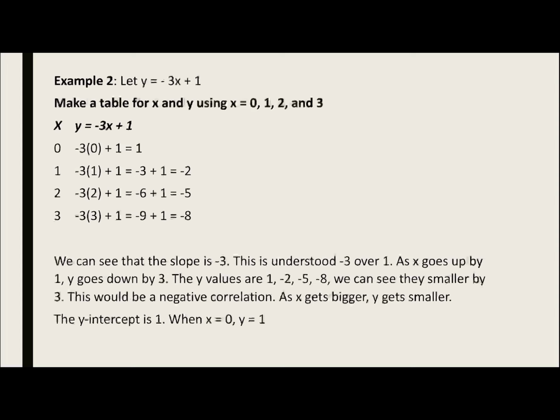Plug in 2. Negative 3 times 2 plus 1 equals negative 6 plus 1 equals negative 5. Plug in 3. Negative 3 times 3 plus 1, negative 9 plus 1 equals negative 8. We can see the slope is negative 3.